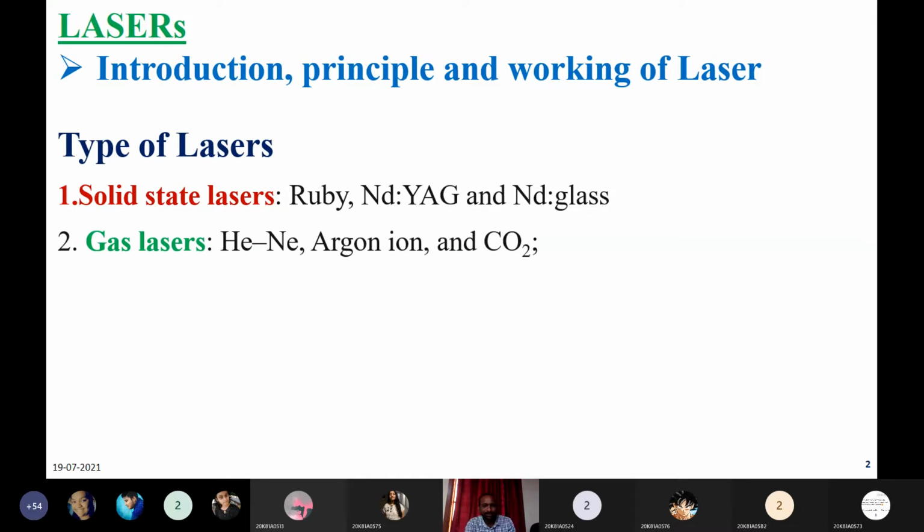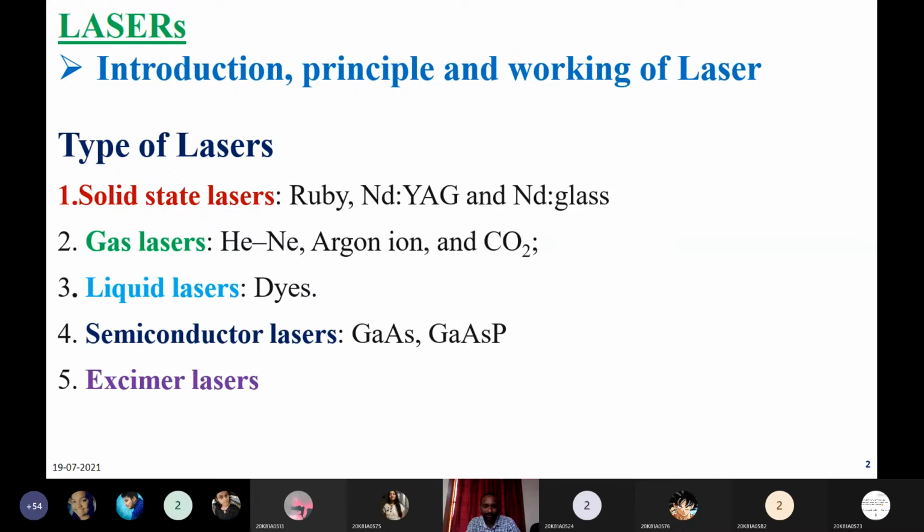In solid state lasers we will study the ruby laser. There are different types of lasers, but in the syllabus we have only the ruby laser. In the gas lasers we have the helium neon laser. Okay, liquid lasers, semiconductor lasers. This semiconductor laser we will also discuss. And excimer lasers, this is not in the syllabus. We have only three types of lasers in the syllabus.